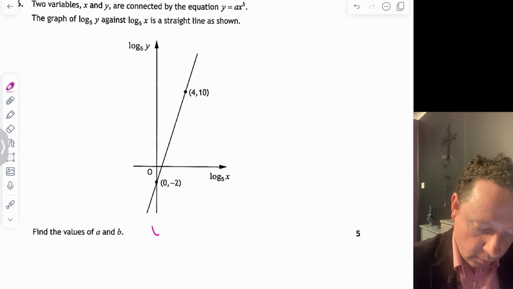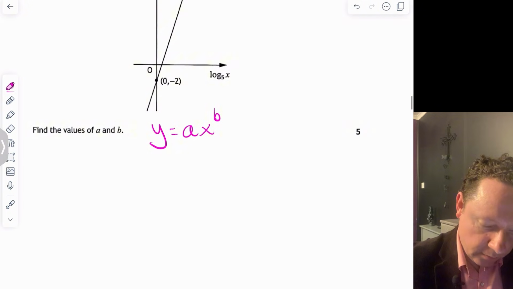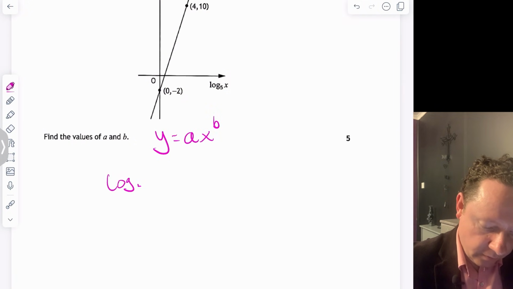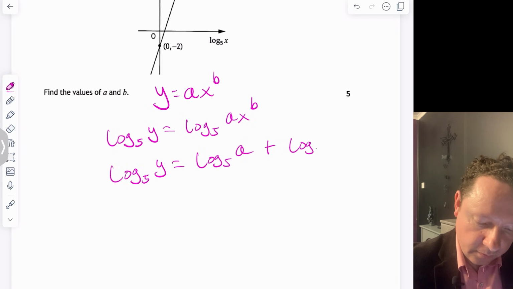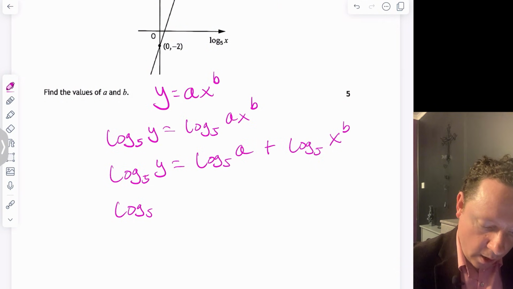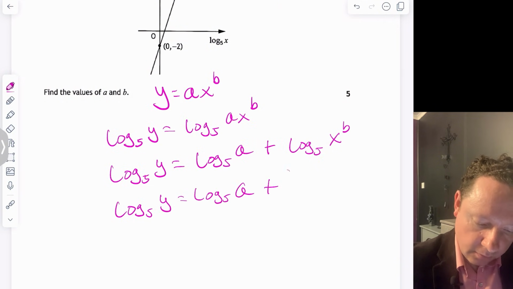Right, so I always usually start with the equation. Some people skip ahead, but I don't like to. So I'll start with that, and I log both sides. The base is 5. Log base 5 y equals log base 5 of ax to the b. So now I can separate my log out on the right-hand side to log base 5 a plus log base 5 x to the b. So that means log base 5 y equals log base 5 a plus b comes out the front, log base 5 x.